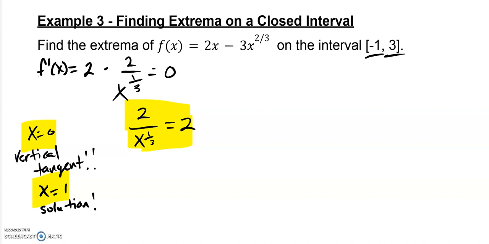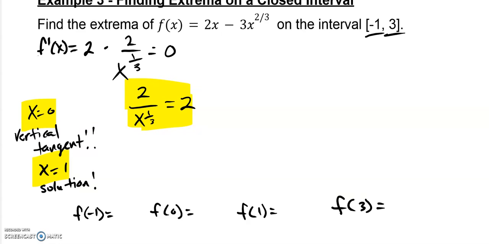So now we have our critical points. There are 4 critical points that we were able to identify. Those critical points are -1, 0, 1, and 3, because -1 and 3 are your endpoints. Now we evaluate the y values at each one of those points. Go ahead and pause the video and do that.